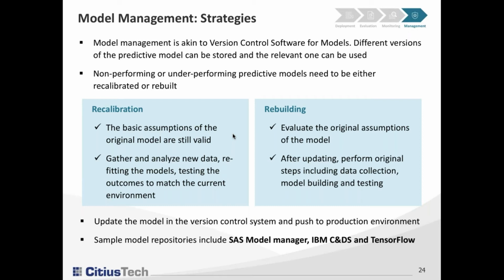Some examples of common out-of-the-box model management platforms, and we mentioned some of these before, are the SAS model management, IBM collaboration and deployment services, and TensorFlow. Again, the first two are proprietary, and TensorFlow is an open source platform. The advantage of platforms like this is that they provide automated code management for updates and allow for triggers that can be used to monitor model performance. And that helps to aid corrective actions as necessary.